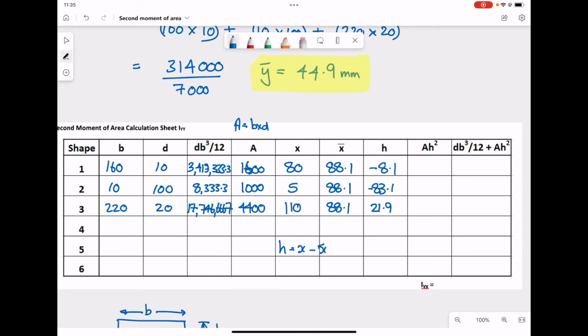Now, with applying the parallel axis theorem, we need to calculate AH squared, remembering it's the area times H squared. It's only the H component getting squared. Squaring a negative H value gives you a positive value. So for the first row, take the minus 8.1, square it, multiply it by the corresponding area, which is 1600, and we get 104,976. For the second row, minus 83.1 squared times the area of 1000 gives you 6,905,610. And for the last row, 21.9 squared times 4,400 gives you 2,110,284.